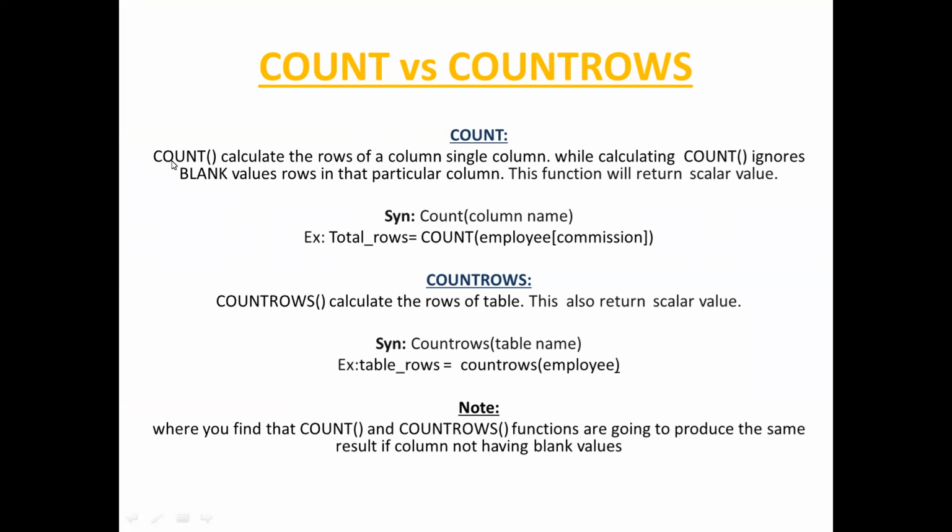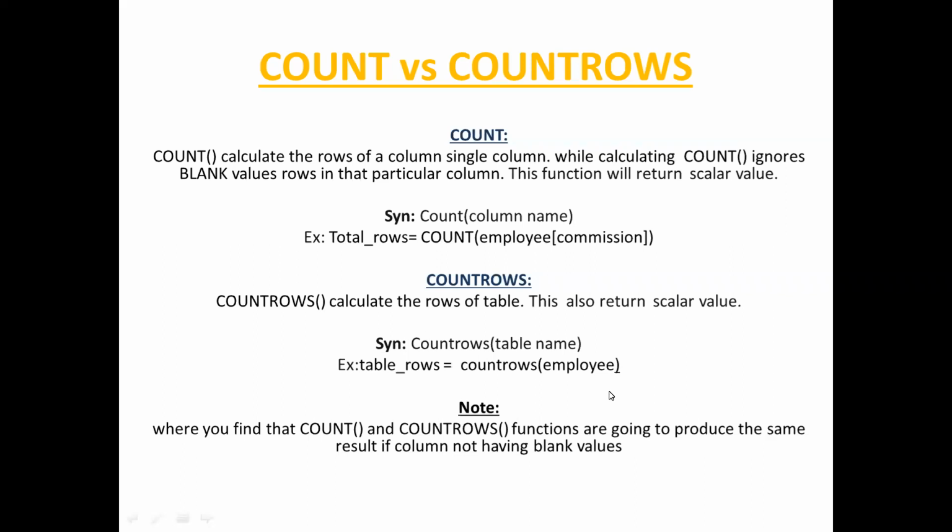The COUNT function will calculate the rows of a single column. While counting, it won't count blank rows. It will count only the rows that have a value. For this COUNT function, the return type is a scalar value. The syntax of the COUNT function is COUNT of column name.